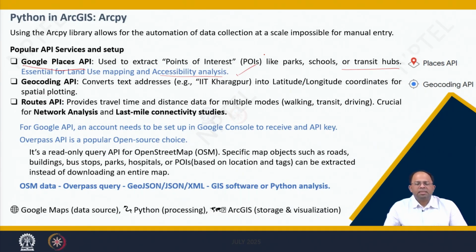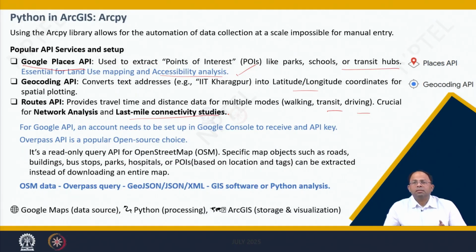Then there is the Geocoding API, which converts text addresses such as IIT Kharagpur into latitude longitude coordinates for spatial plotting. So we can get the latitude longitude for each of these items that we are searching for, and then we can store that in GIS, and also display that in GIS. And then Routes API provides travel times and distance data for multiple modes like walking, transit, driving, and it is crucial for network analysis, last mile connectivity studies, and so on. So that means instead of calculating all the times, we can get that from Google data as well.